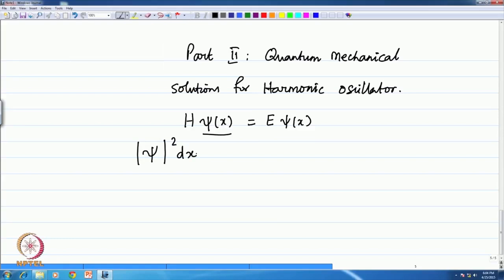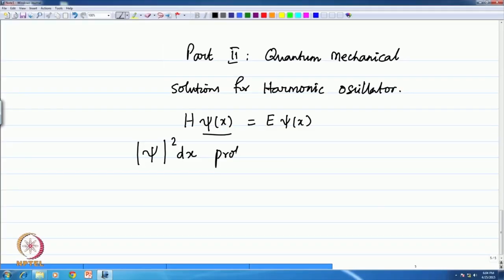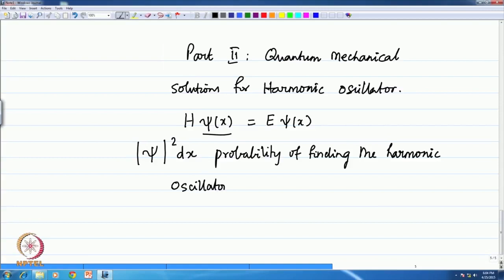dx represents the probability of finding the harmonic oscillator between x and x plus dx.